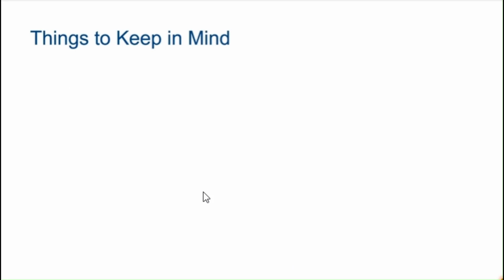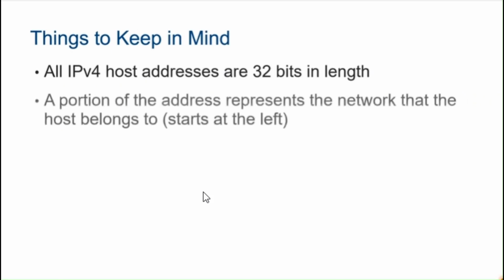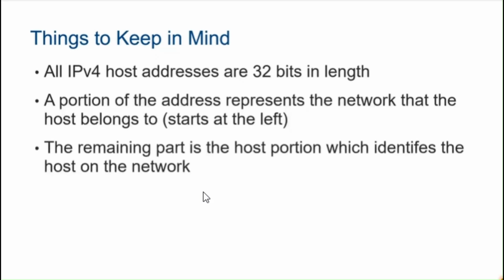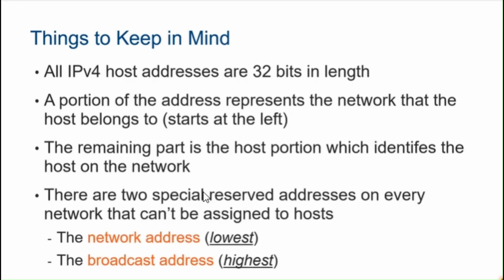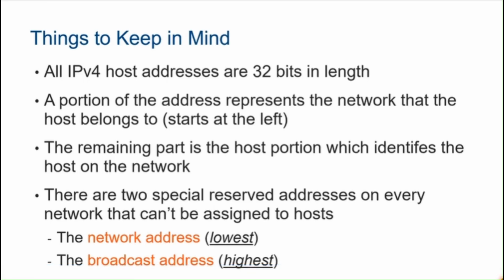Things to keep in mind when working with IPv4 addresses. All IPv4 host addresses are 32 bits in length. A portion of the address represents the network that the host belongs to, and that starts at the left. The remaining part is the host portion, which identifies the host on the network. And there are two special reserved addresses on every network that can't be assigned to hosts. One is the network address, which is the lowest in the range of addresses and represents the network that all the devices belong to. And the other is the broadcast address, which is the highest address in the range and can be used for a shout out to all devices on the network at once.